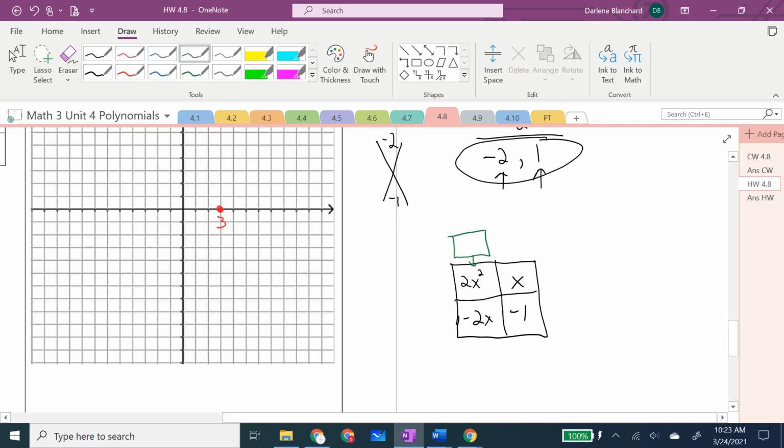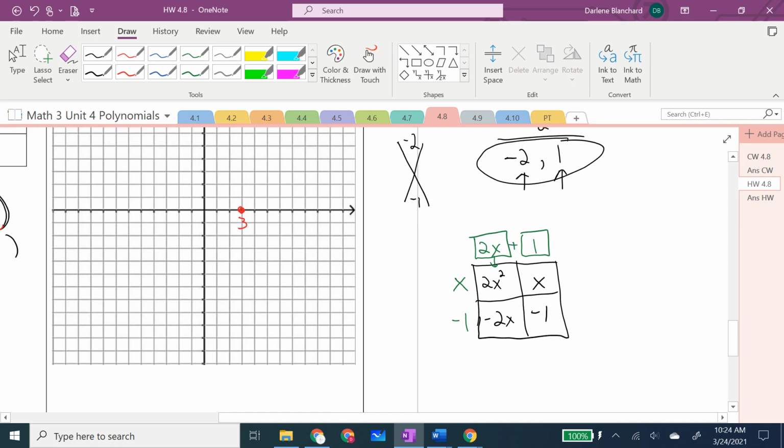And you want to look at factoring, what could factor completely out of both terms? What will divide both of them? 2 will divide both of them, and x will divide both of them. So if that 2x is what I need there, it needs to multiply by x to get me the 2x squared, and it needs to multiply by negative 1 to get me the negative 2x. Then I move over to this box and see that I need to find what multiplies by x to make x, and that also multiplies by negative 1 to make negative 1. So I've actually got my factorization right there, 2x plus 1 and x minus 1.